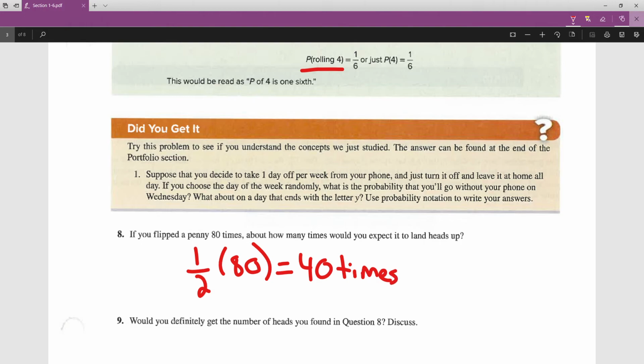Would you definitely get the number of heads that we found in question 8? Would we definitely get 40 heads if I flipped it 80 times? Unlikely. It will be somewhere close to 40, but it's unlikely that you will get exactly 40.